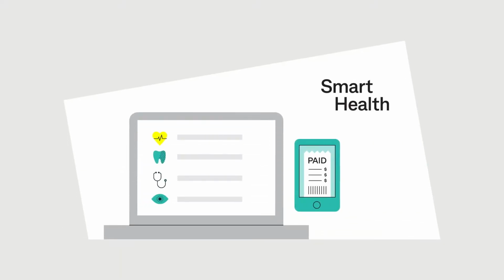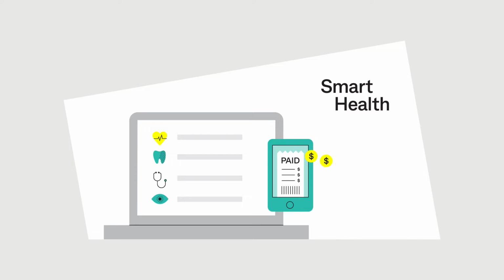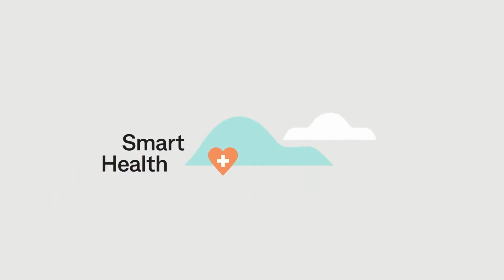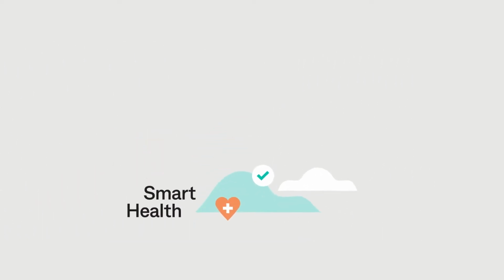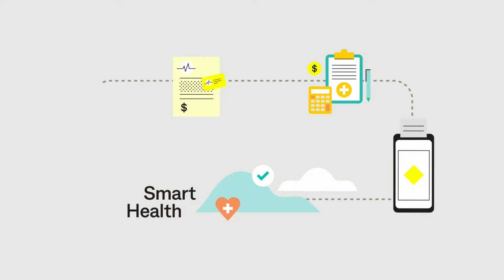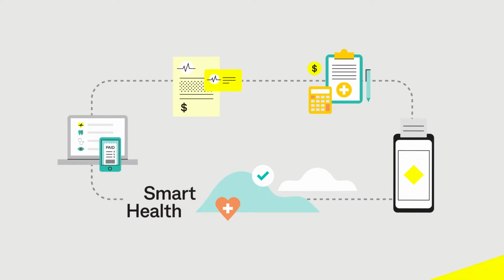CommBank Smart Health is an all-in-one real-time payments, health claiming and healthcare directory solution with all major Australian private health insurers enabled. Smart Health is simple and easy for patients to use and integrates the latest technology and customizable features.